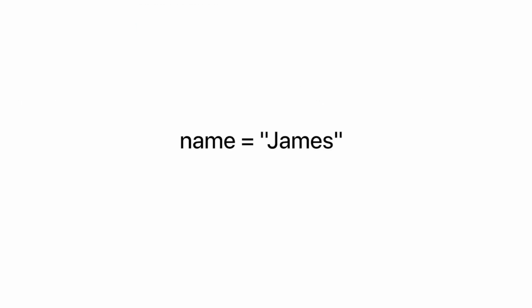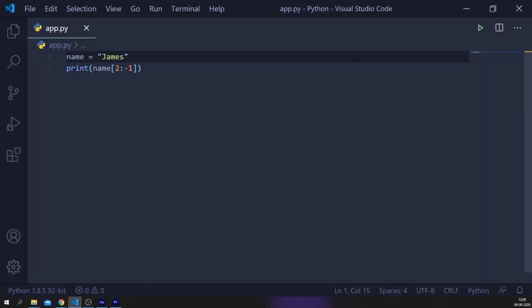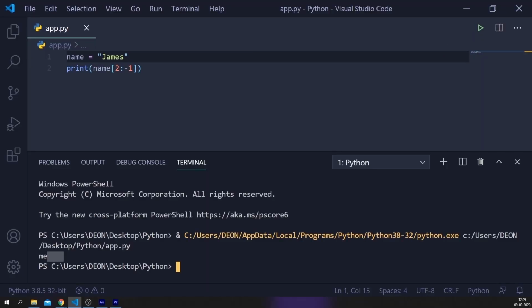Now here's a little exercise for you. Define a variable, name and set it to James. In the next line, add print and inside the parenthesis type name. Add square brackets and inside the square brackets supply the start index as 2 and the end index as -1. So what do you think we'll get on the terminal? I want you to tell the answer without running this program. Let's run this program. We get me. I hope you guessed it right.